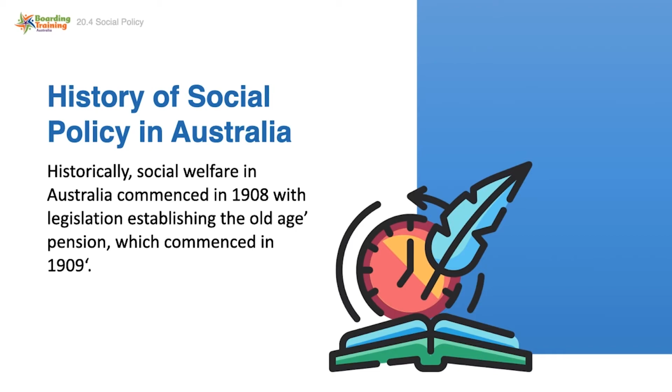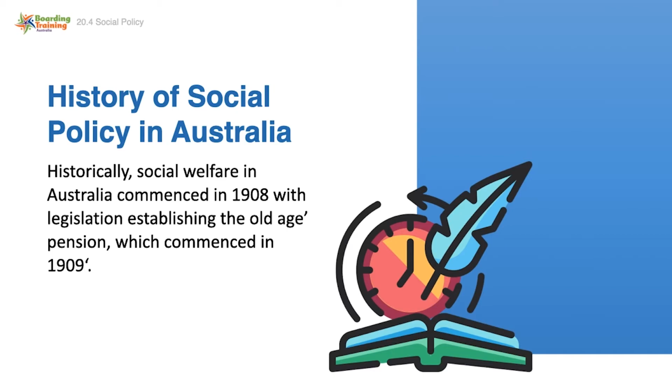When we look at the history of social policy in Australia, it commenced in 1908 with legislation establishing the old age pension, and so you've got to remember that 1908 is 7 years after Federation, so it's a very new government, and so this is a big step for them.